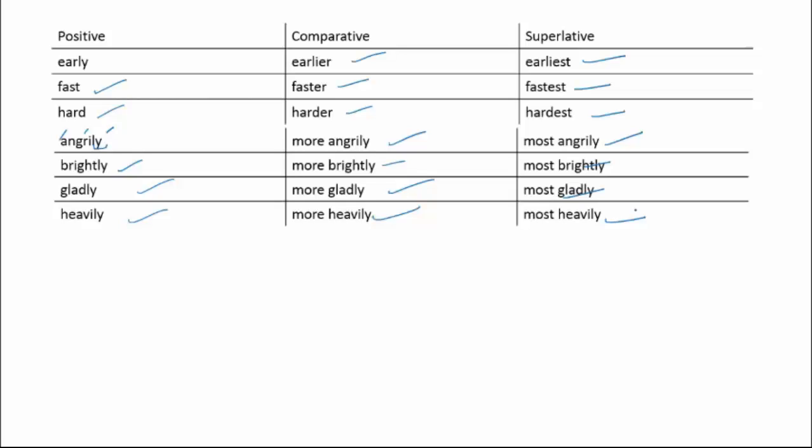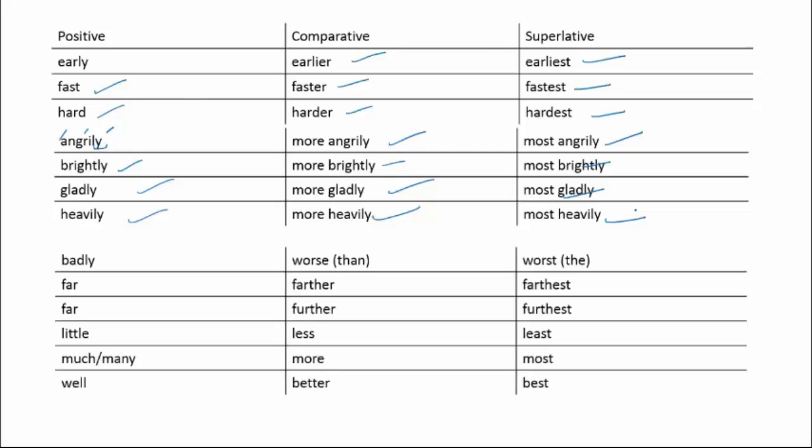Now there are some adverbs as well which do not follow these rules. They are irregular when talking about comparative and superlative. For example, badly becomes worse and worst. Far becomes farther and farthest. Far also becomes further in case we are talking about more, addition, and furthest. Little becomes less and least. Much or many becomes more and most. Well becomes better and best.